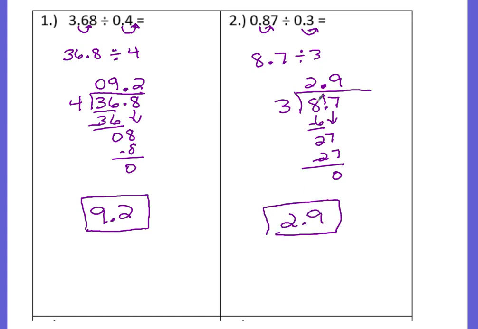Make sure that you keep everything lined up nice and neat. That's going to help, because if you don't, you might get the 9 on the other side, the wrong side of the decimal point, where it would look like 29 instead of 2 9/10.